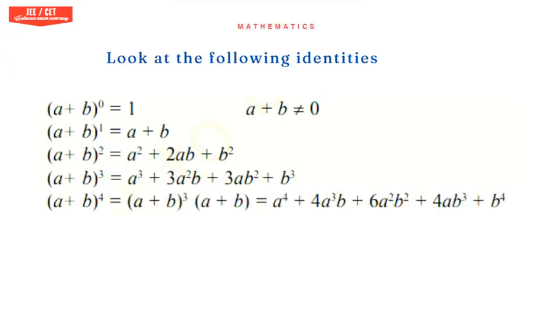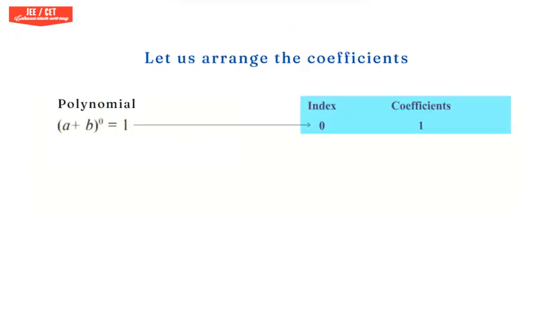a plus b raised to 4 is equal to a raised to 4 plus 4a cube b plus 6a square b square plus 4ab cube plus b raised to 4. Let us arrange the coefficients of the expanded form. For index equal to 0, the coefficient is 1.